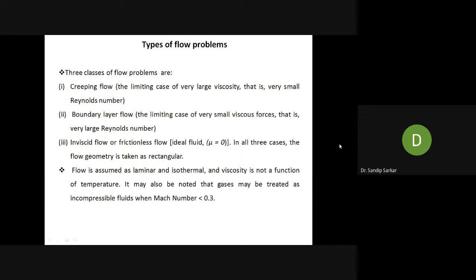Now, there is another class of problem, boundary layer type of flow. For example, flow near a flat plate, where the effect of viscosity or shear stress is limited to a very thin region closer to the wall. Those kinds of problems are called boundary layer flow problems. There you need to consider the same Navier-Stokes equation with some pertinent approximations applicable for boundary layer type of flows.